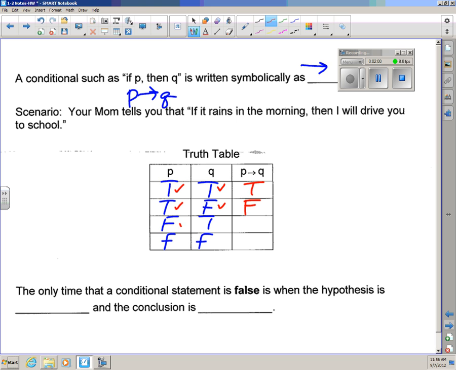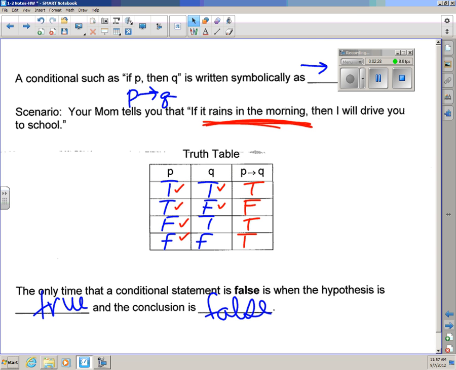These next two examples, it never rained. Remember, the scenario says if it rains in the morning. Well, if it doesn't rain in the morning, your mother can do whatever she chooses, and she's never going to lie to you. Whether it doesn't rain in the morning and she drives you, or it doesn't rain in the morning and she doesn't drive you, she's never lied to you. So the only time that a conditional statement is false is when the hypothesis is true and the conclusion is false.